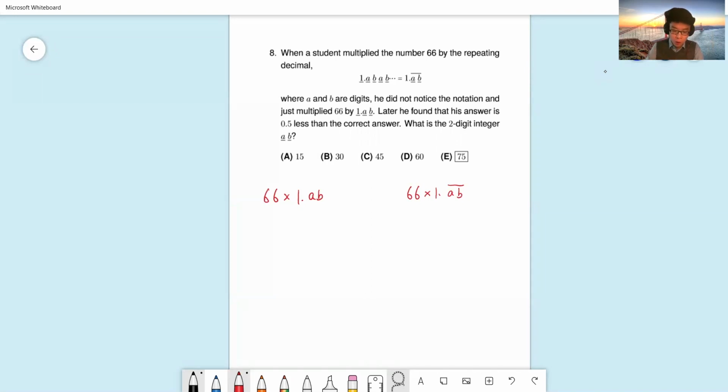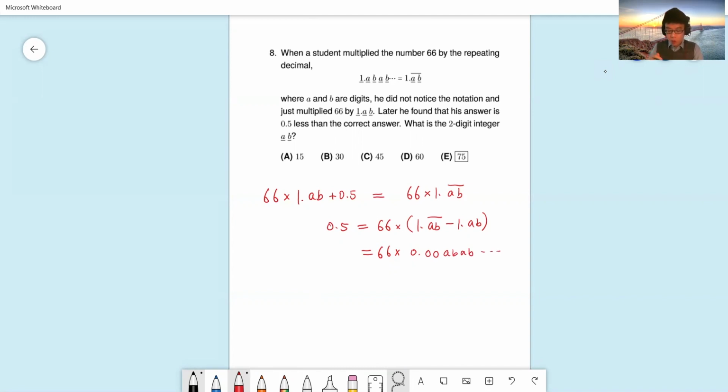So we have the following relation. The wrong answer plus 0.5 equals the correct answer. Now we can have the following. 0.5 equals 66 times 1.AB repeating minus 1.AB not repeating. And this actually equals 66 times 0.00 followed by the repeating part, AB, AB, dot dot dot to infinity, right? We cancel the 1 and the first A, first B.